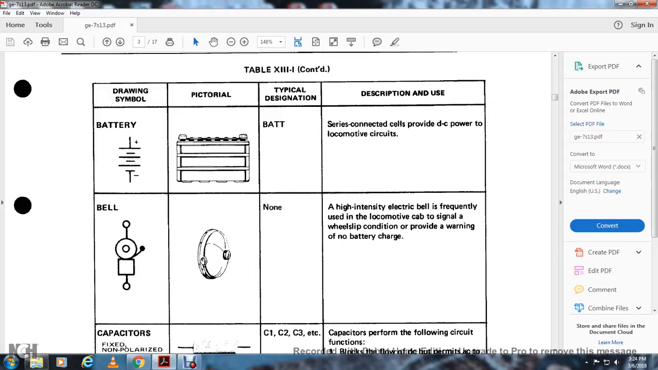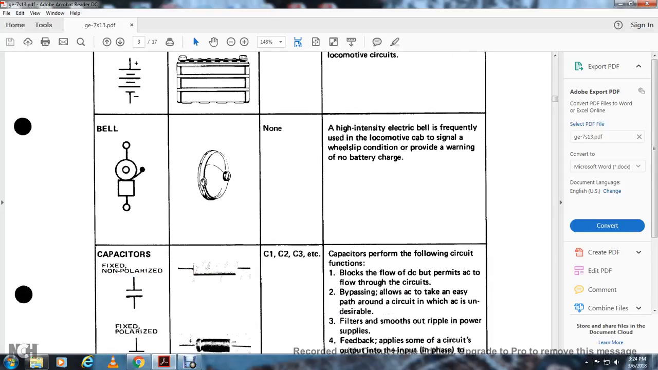You have a symbol which looks like a bell. A bell has no typical designation. Description: a high intensity electrical bell frequently used with the locomotive to signal a wheel slip condition, provided with a warning of no battery charge.